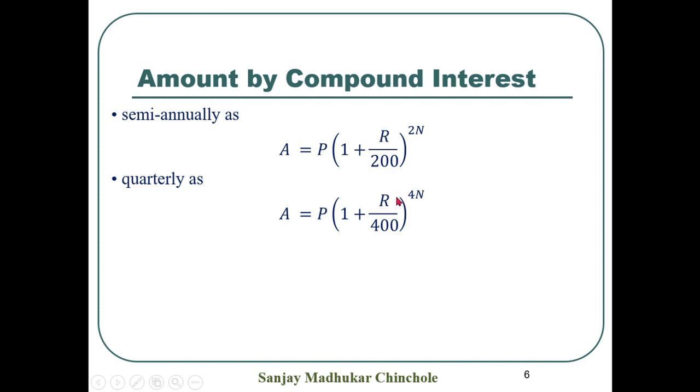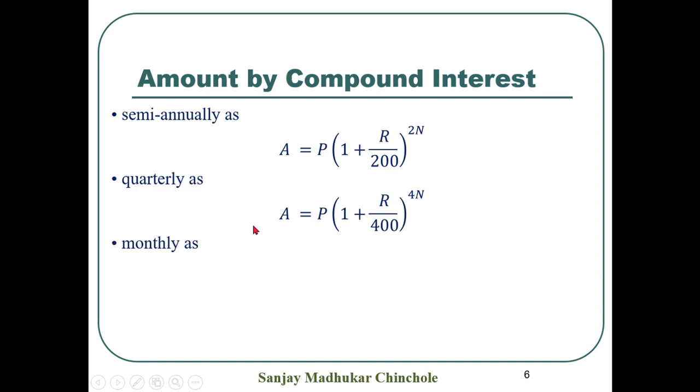Similarly, R is the rate of interest per cent per annum, and as we have to calculate here compound interest quarterly, for the quarter that interest will be R by 4. So here instead of R upon 100 we have R upon 400.